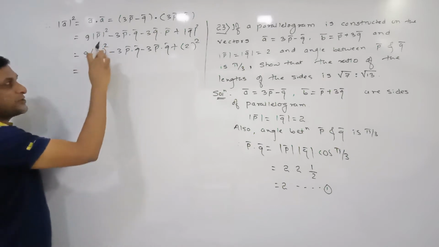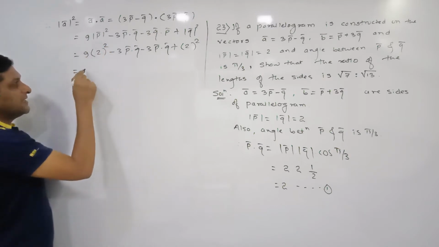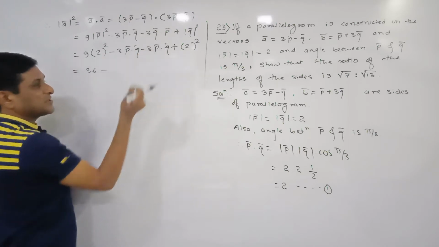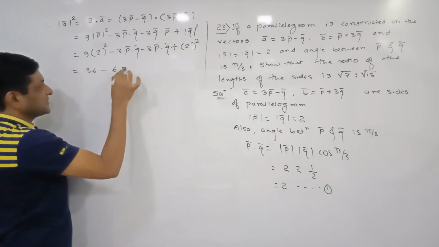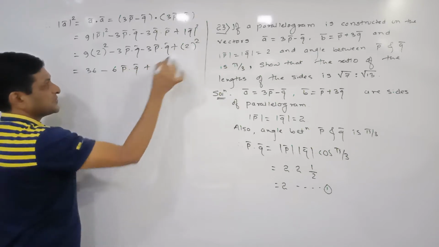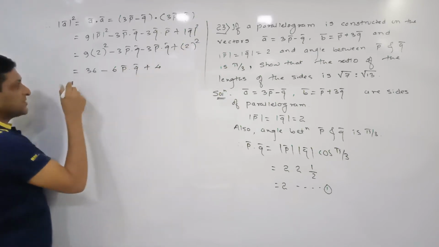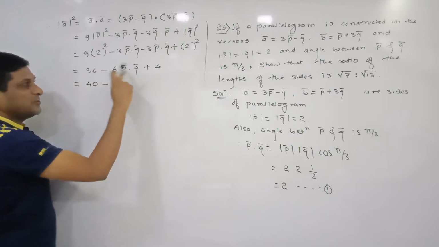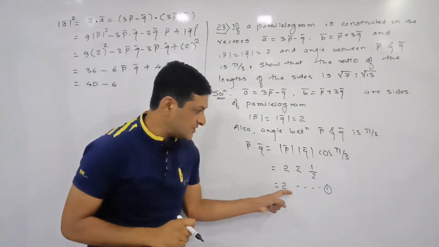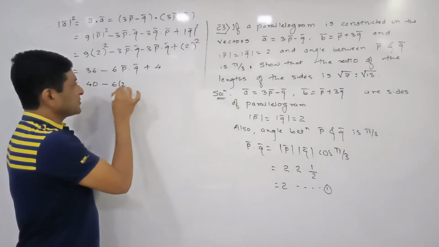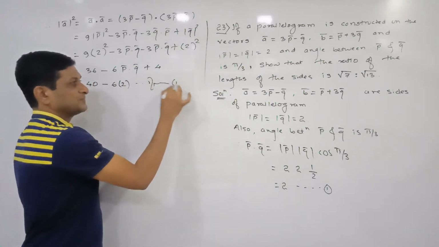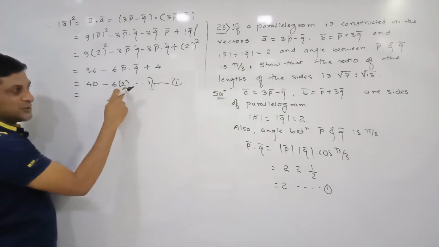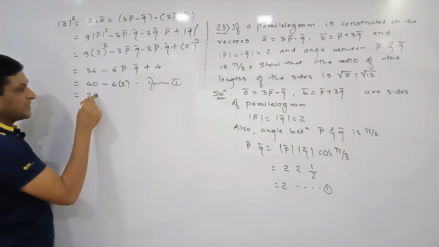So the remaining part is the simplification part. What is square of 2? 4. 4 9s are 36, minus 3 p bar dot q bar and minus 3 p bar dot q bar is minus 6 p bar dot q bar, plus here square of 2 is 4. 4 plus 36 will be equal to 40, minus 6, keep it as it is. Value of this dot product is how much? 2. This value we are substituting from equation number first. So simplified, 40 minus 12, 6 2s are 12, 40 minus 12 will be equal to 28.